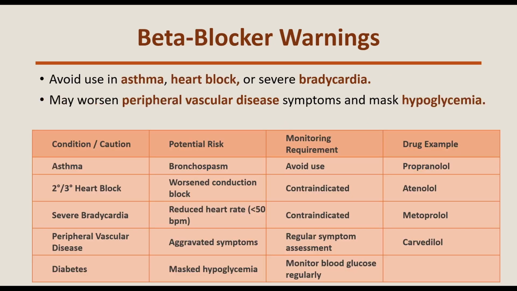Beta blockers should not be used in patients with asthma, second or third degree heart block, or severe bradycardia. They can worsen symptoms of peripheral vascular disease and may mask hypoglycemia in diabetic patients. Monitoring blood glucose levels is essential for diabetic patients on beta blockers.